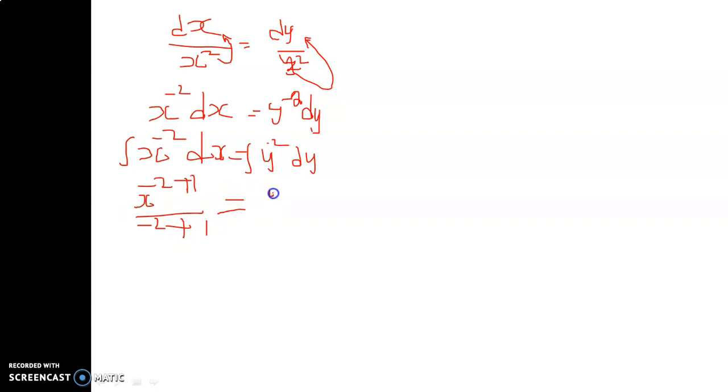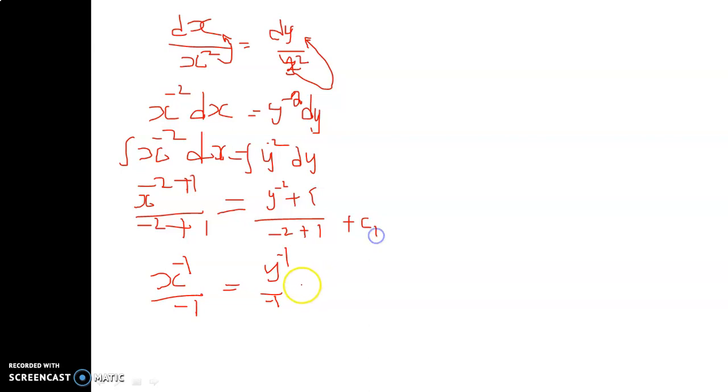Similarly, y power minus 2 plus 1 by minus 2 plus 1. Therefore, I will have x power minus 1 by minus 1 equivalent to y power minus 1 by minus 1. We'll be integrating, so we'll have some constant c1 here also. So I will be having minus 1 by x equal to minus 1 by y plus c1.